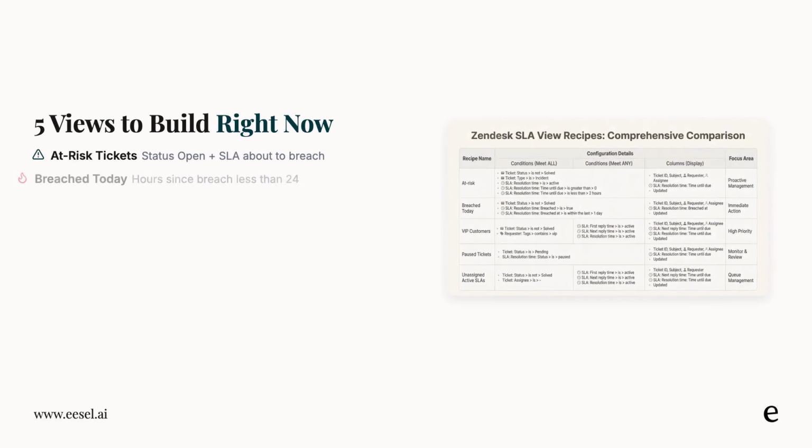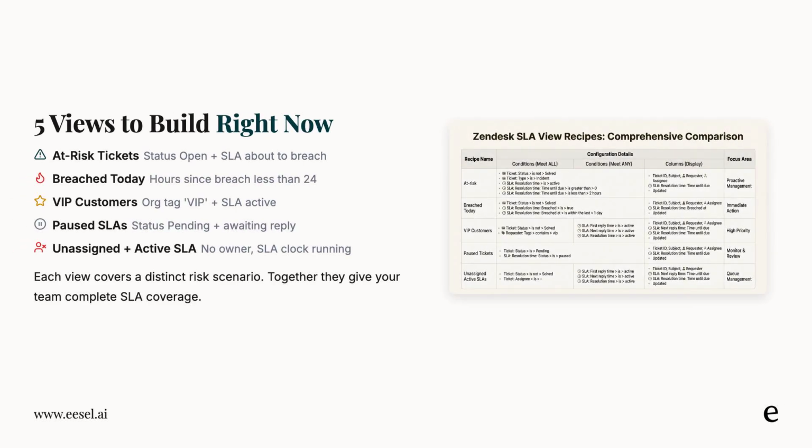Once you have the pattern down, build these 5 views for complete SLA coverage across your team. At-risk tickets catches upcoming breaches before they happen. Breach Today handles damage control. VIP customers protects your highest value accounts. Paused SLAs tracks tickets waiting on replies. And Unassigned with active SLA makes sure no ticket is ticking without an owner.